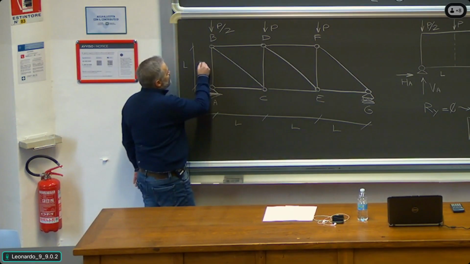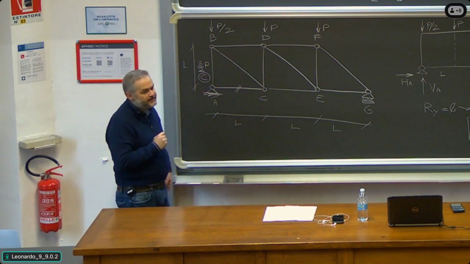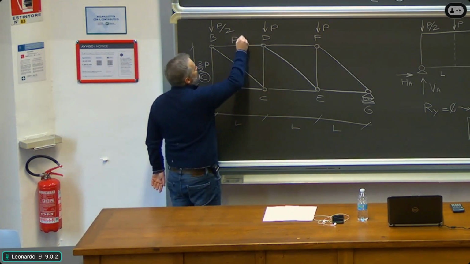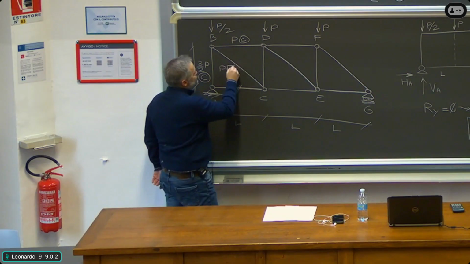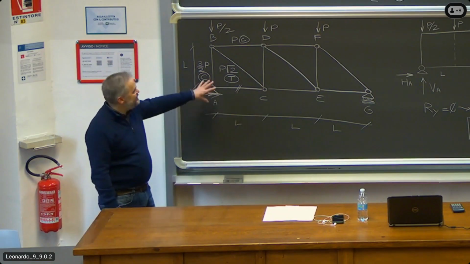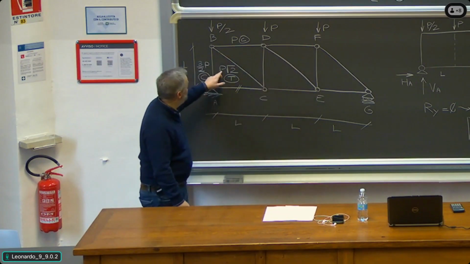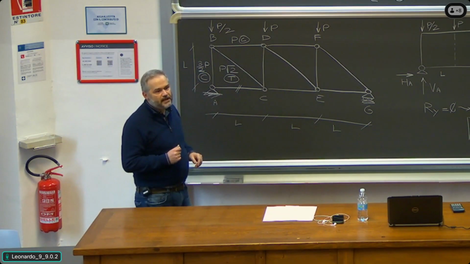So here I have 3 divided by 2P compression. Here, 2 architectural ticks, meaning that the actual force in this member is 0. Here it's P compression. And here I have P square root of 2 tension. Okay? If at the end of this part of structural analysis you draw a scheme like this with the forces indicated in this way, it's perfectly clear to me how your results are. There are no misunderstandings. Okay?